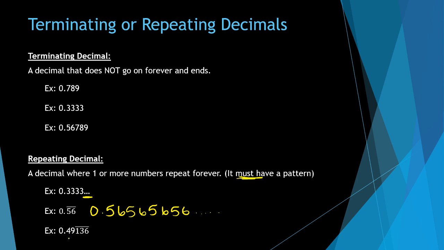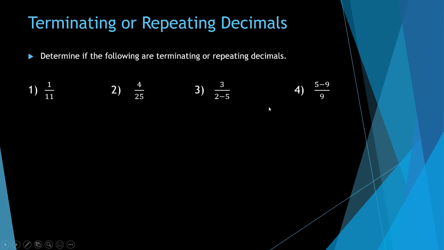Now here, notice that the bar is only above the 1, 3, and 6, which means that the digits that will be repeating are the 1, 3, and 6, like this, okay? So the 4 and 9, since they're not underneath that bar, do not repeat.